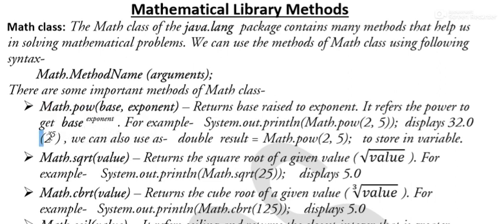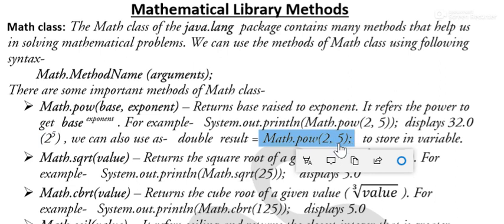If you want to calculate 2 to the power 5, then you have to write it in this way: Math.pow, under brackets 2 comma 5. Here 2 is the base and 5 is its exponent. It will calculate the value of 2 to the power 5 and the result will be stored in the variable result.